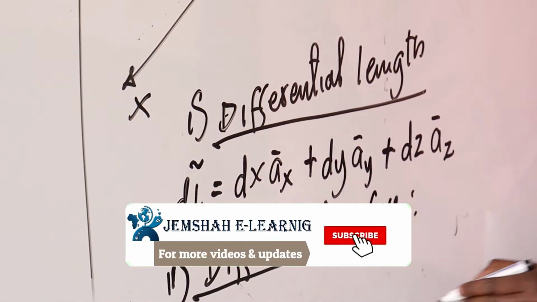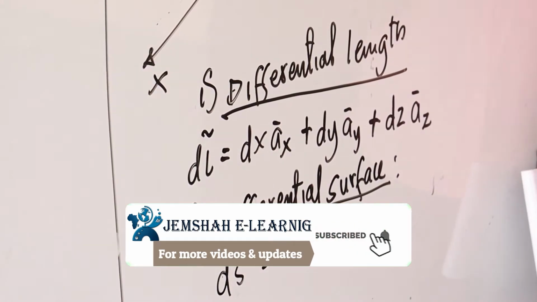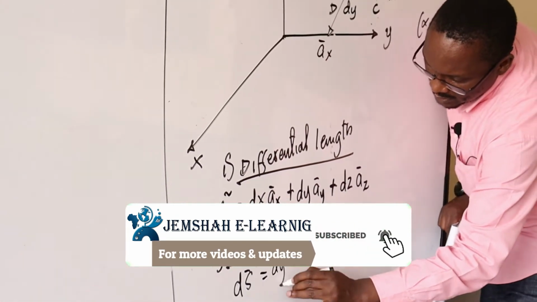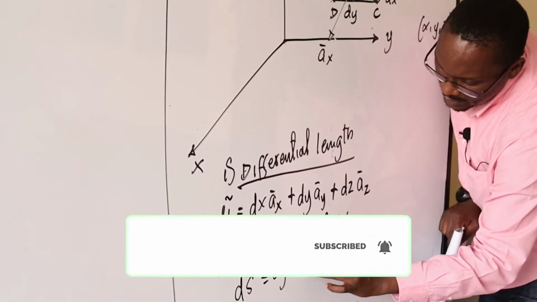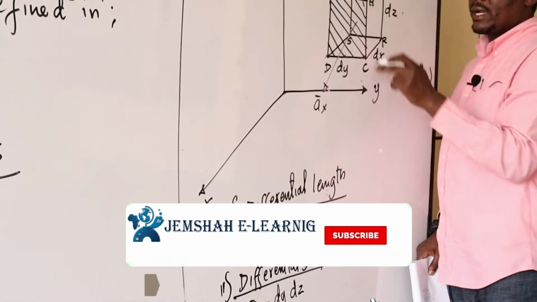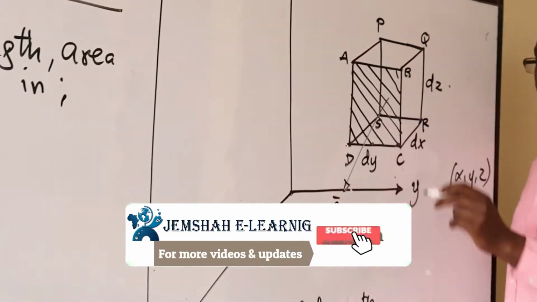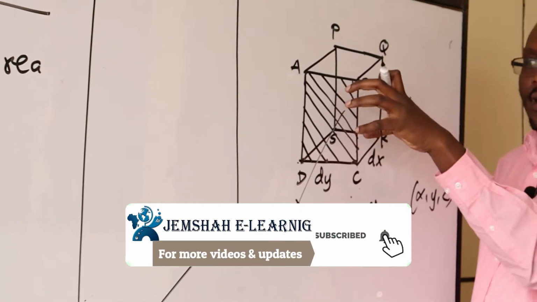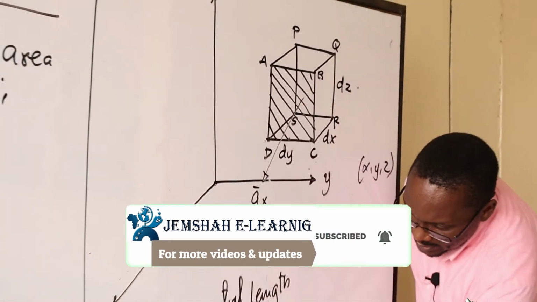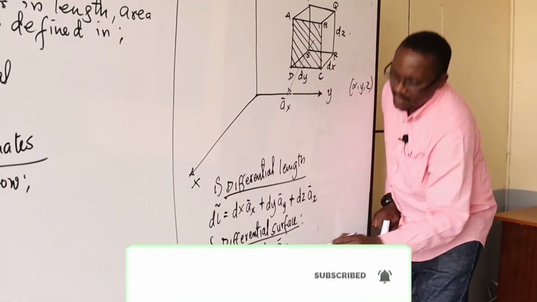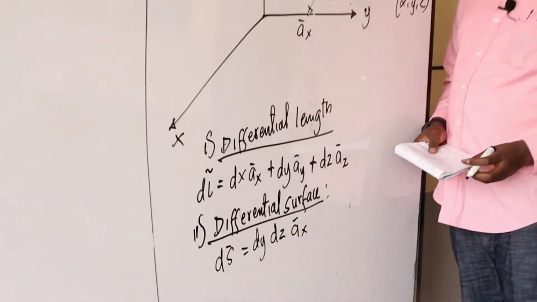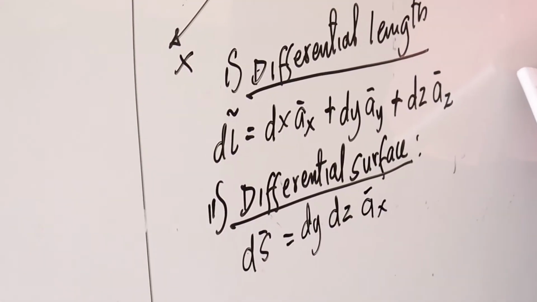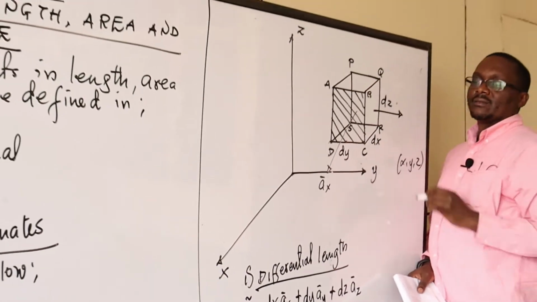So dS bar will be given by this length, which is dy multiplied by dz, which is our height now, so that we can get a differential area or a small area in the direction of what? aX bar. Now, similarly, in the direction of y is this particular surface.